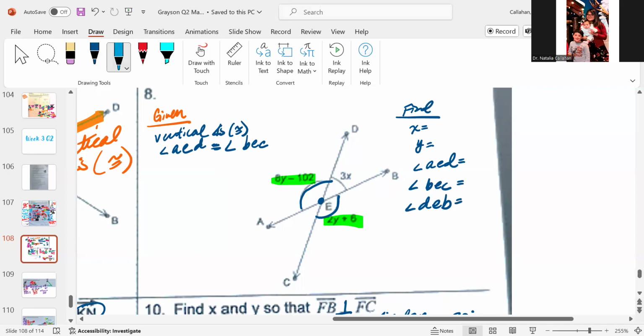So let's set it up. So how are you going to set this up? Probably by the vertical angles, right? What equals what?